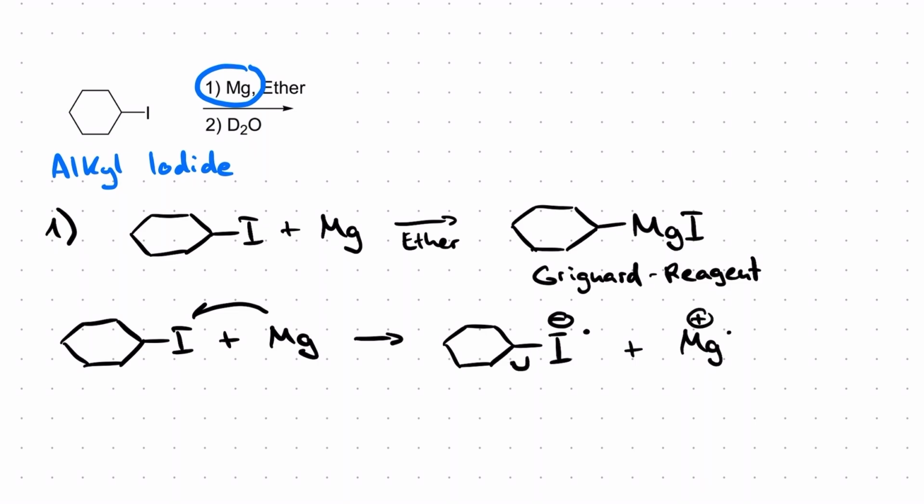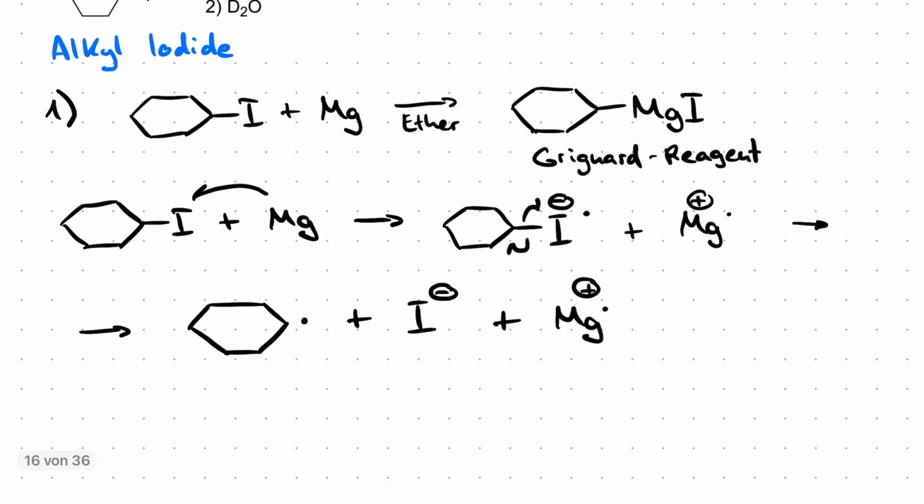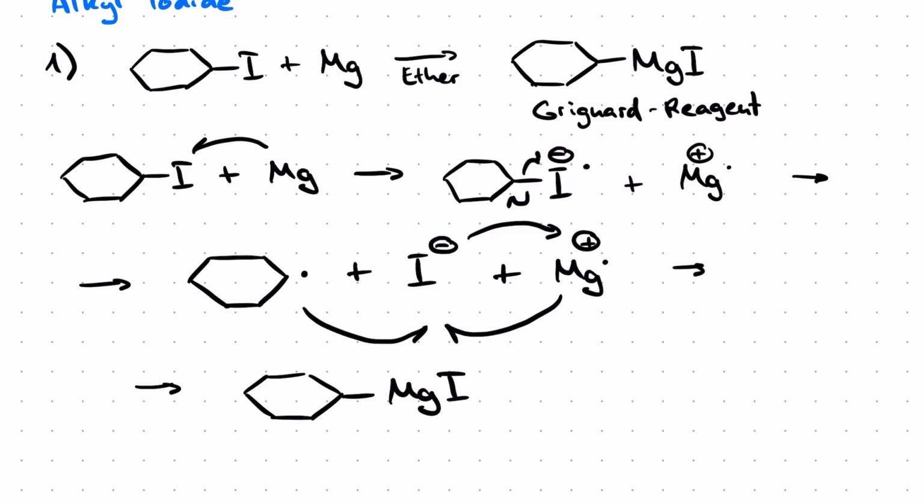The bond between carbon and iodine breaks, leaving one electron of this bond on the cyclohexane and another electron on the iodine. So we have now a cyclohexyl radical and iodide anion. And we still have a magnesium cation radical from the previous step. So in the next step, magnesium and cyclohexyl radicals connect their unpaired electrons and form a new bond. Since magnesium also has a positive charge, it attracts the iodide anion, and finally we get the final Grignard reagent molecule.